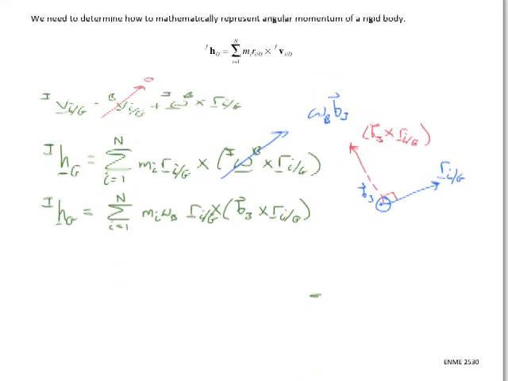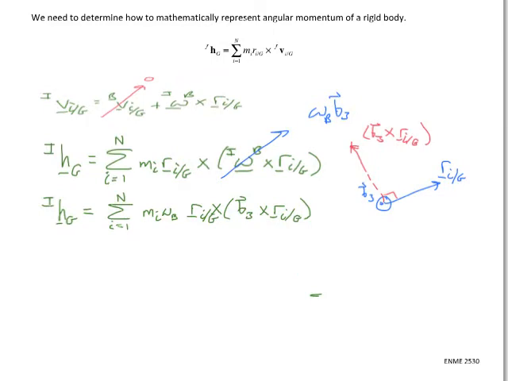So let's write our angular momentum about the center of mass in terms of a dot product, where we say that the scalar, h sub g, is equal to the angular momentum as observed in the inertial reference frame, dotted in the b3 direction, and we'll take this entire expression and dot it with b3.